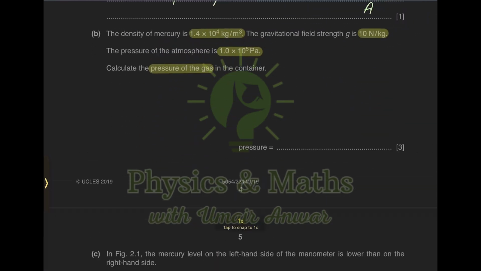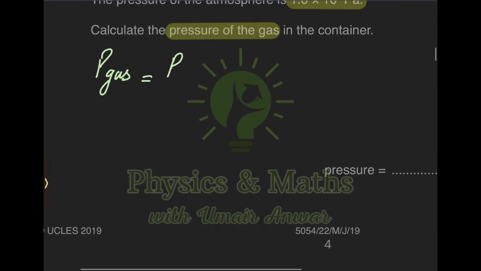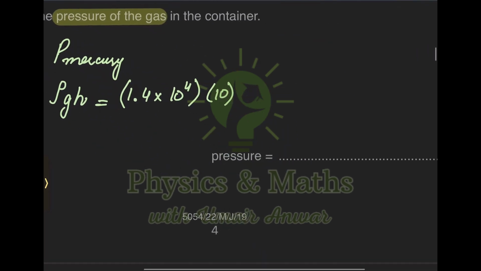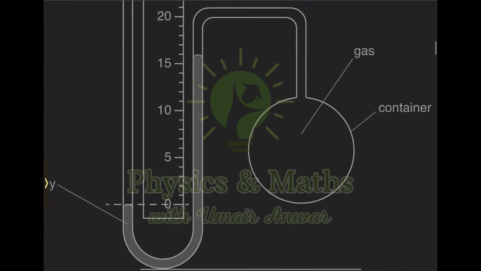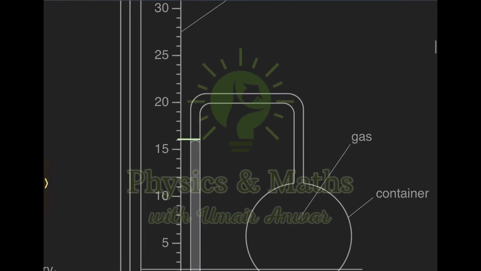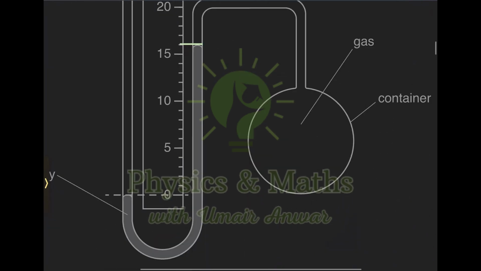So the pressure of the gas in this situation is equal to the pressure exerted by the mercury. Now, the mercury's pressure, since it is a liquid, can be calculated using the formula rho g h. Rho is the density and it is given to be 1.4 into 10 raised to 4. g is the gravitational field strength, given to be 10, and the height of the mercury we have to find using this figure. We can see that the height of the mercury is 16 at the moment, and the height is measured in centimeters.